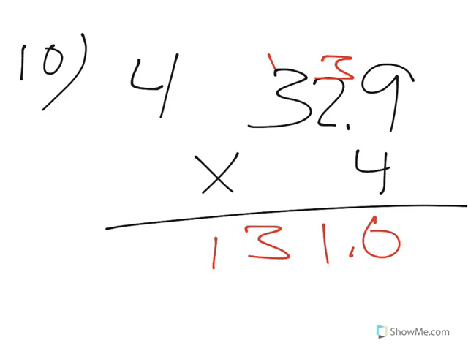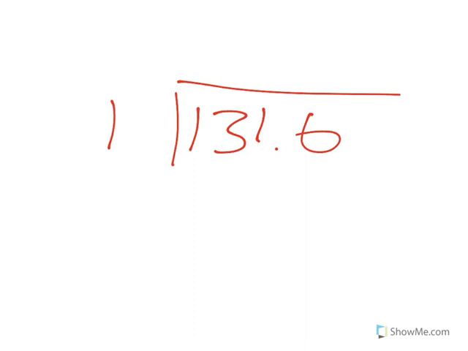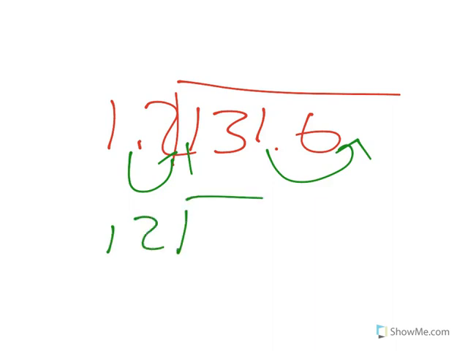Now, each box uses 1 2/10 meters, so I'm going to have to divide. I'm going to do this on the next page. Divide 1 2/10. I have a decimal. I move it over. So now I have.